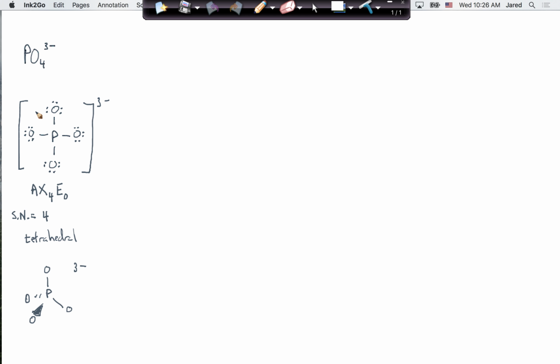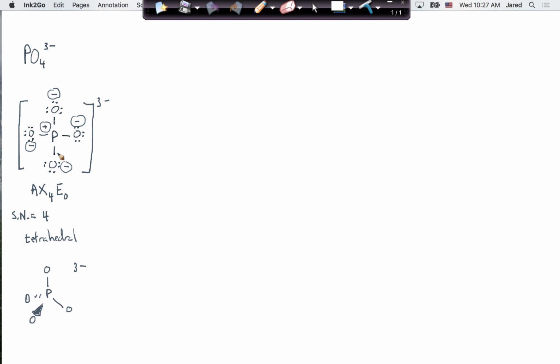Now let's just go ahead and assign formal charges. So again, what do we do? We take the number of valence electrons and subtract the number of things touching it. So oxygen is supposed to have 6. It's got 1, 2, 3, 4, 5, 6, 7. So 6 minus 7 means this oxygen has a negative formal charge. In fact, all of the oxygens here have a negative formal charge. What about phosphorus? Phosphorus is supposed to have 5, and it has 1, 2, 3, 4. So 5 minus 4, phosphorus actually has a positive formal charge.